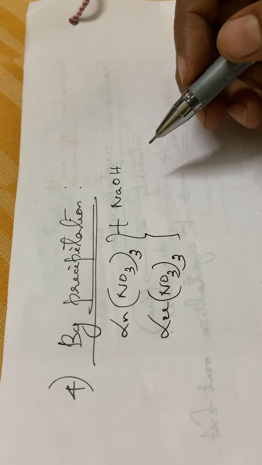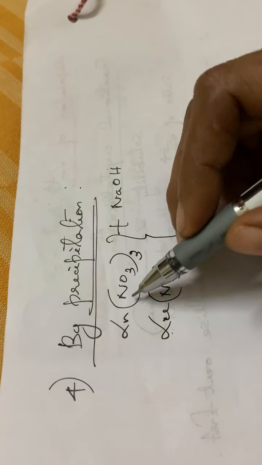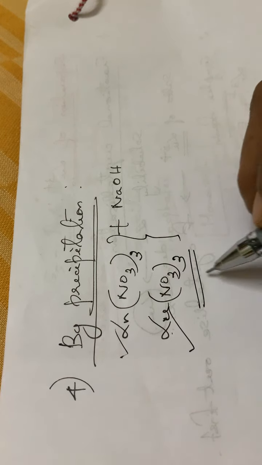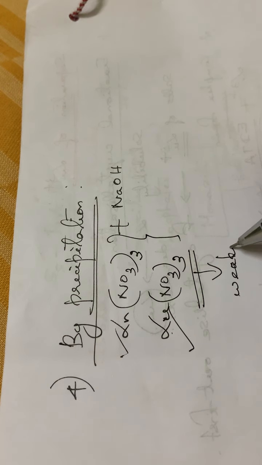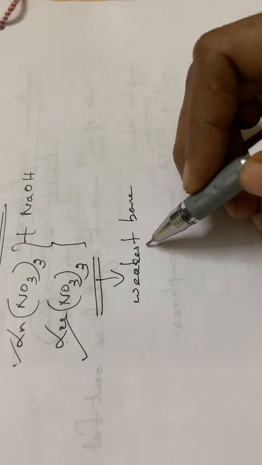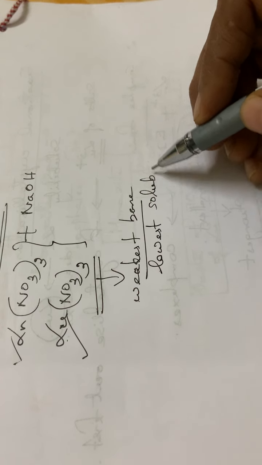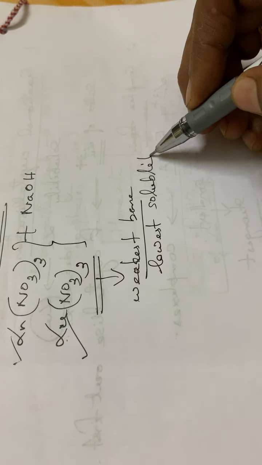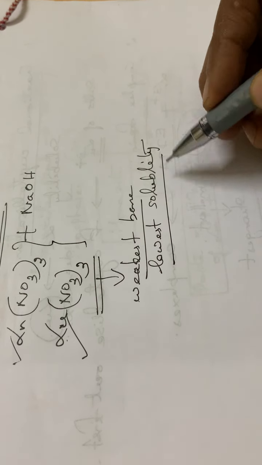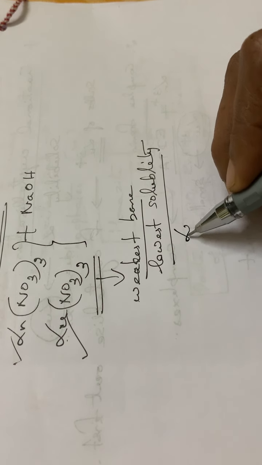When NaOH is added to this mixture of the two, which one is the weakest base, lanthanum or lutetium? Lutetium is the weakest base, isn't it? Weakest base means it has the lowest solubility, it is less soluble. And lowest solubility means which one will be precipitating first? Lutetium will be precipitating first.